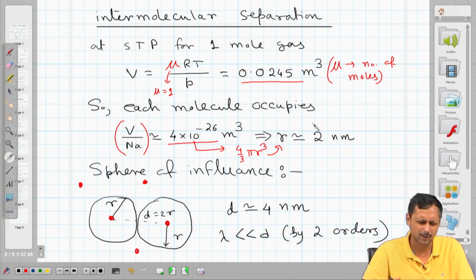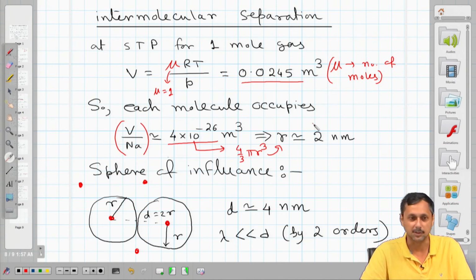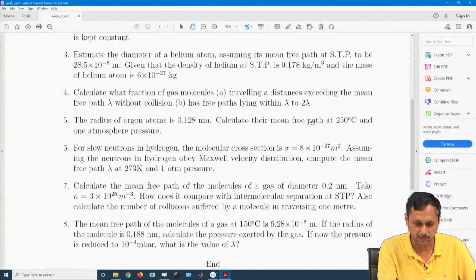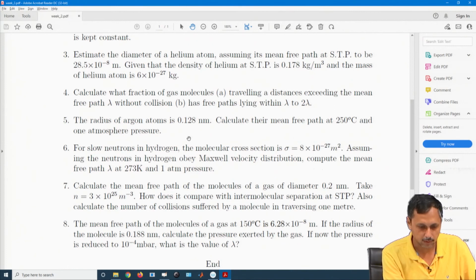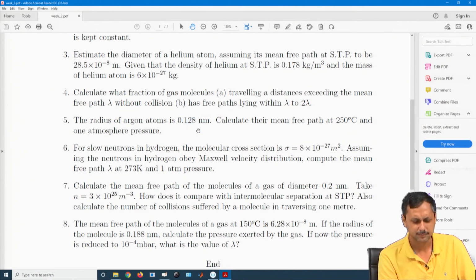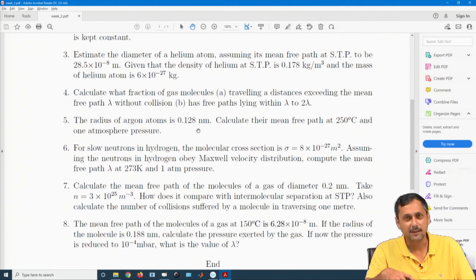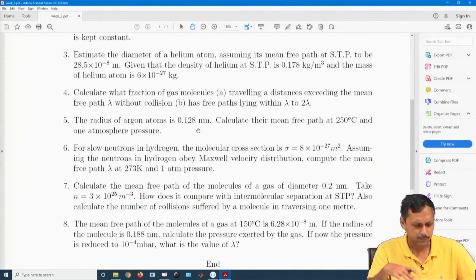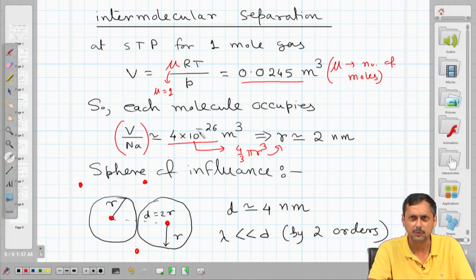Typically, at least, typically one order of magnitude, 0.2 nanometer. All this data is given. Look at problem number 5. The radius of an argon atom is 0.128 nanometer. The typical radius of influence we get from this data is 2 nanometer. So there is one order of magnitude between them.